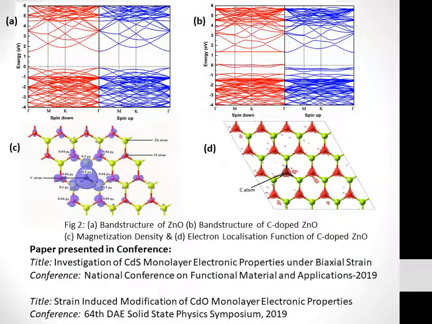Here is some of our recent work using our software to give you an idea about our proposed work. The band structure of zinc oxide monolayer and its band structure when it is doped with carbon, and its magnetization density and its electron localization function. You can notice the changes in the band structure when it is doped with carbon, and also the changes in magnetization density when the carbon atom is present in the structure.